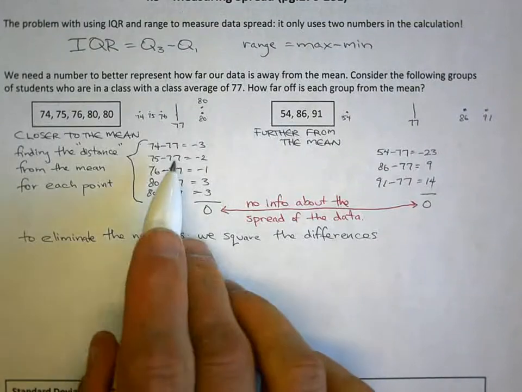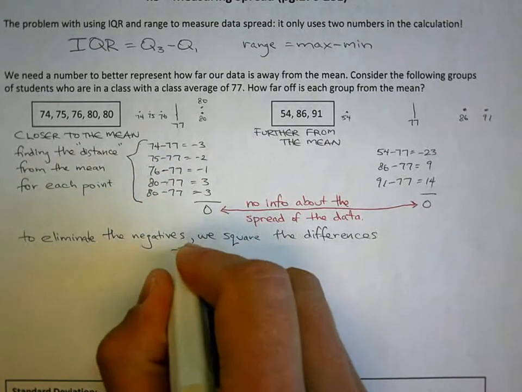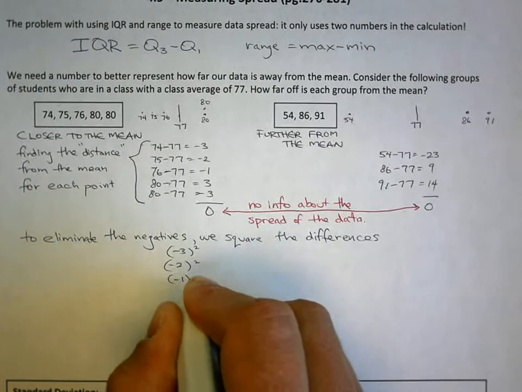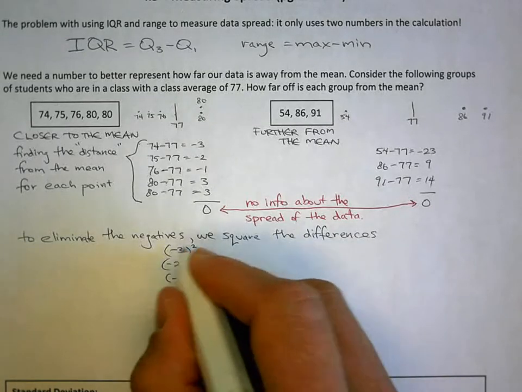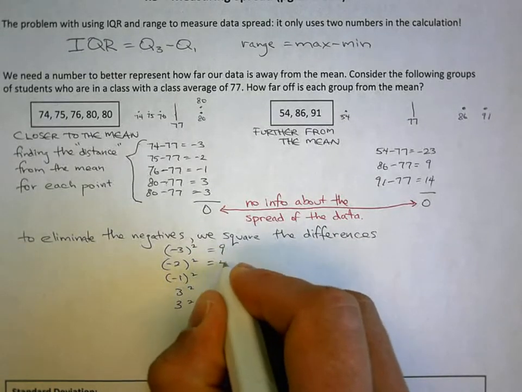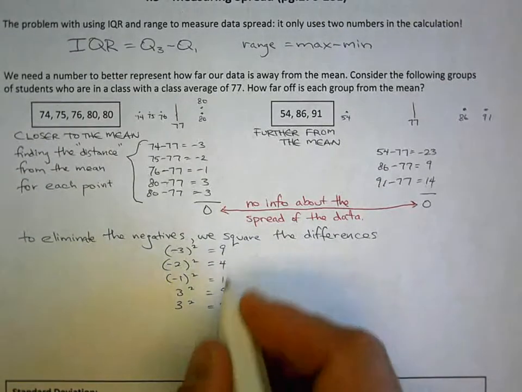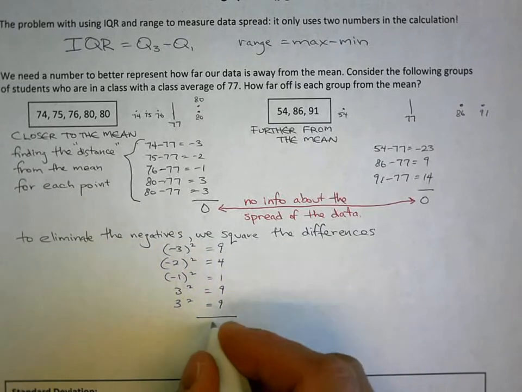So do you see what we did last time where we found these differences? Well, we're going to take those numbers and we're going to square them. So negative 3 squared, negative 2 squared, negative 1 squared, 3 squared, 3 squared. Negative 3 squared is 9, 4, 1, 9, 9. Then I'm going to add up all of those. So 9 times 3 is 27, 31, 32.